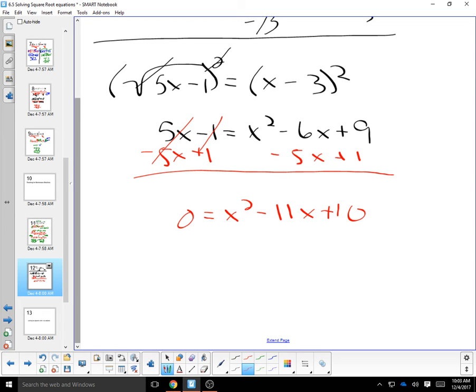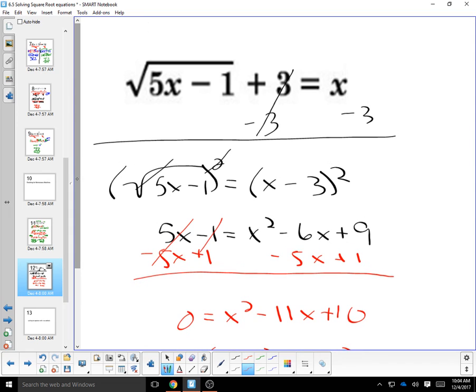And now I can factor that. So when you do factor it, 2 numbers that multiply to 10. These are either 2 positives or 2 negatives. What are they going to be? 2 negatives, because they got to add up to that. And they're simply 1 and 10, which means x can be 1 or x can be positive 10.